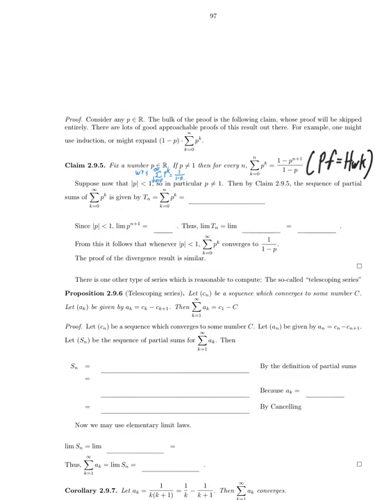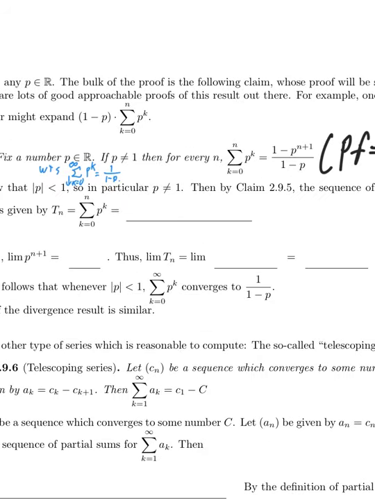So by claim 2.9.5, the sequence of partial sums is given by Tn equal to the sum from k equals 0 to n of p to the k. The formula is right here. Let's use it. Is equal to 1 minus p to the n plus 1 all over 1 minus p. And I want to take the limit of this thing as n goes to infinity.